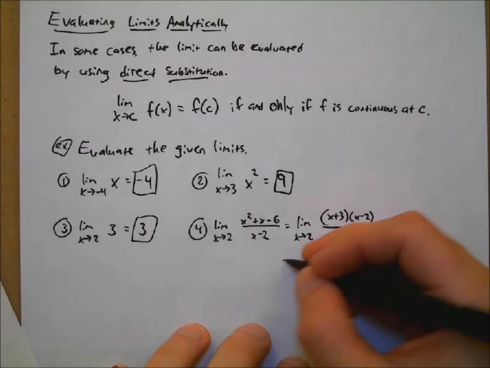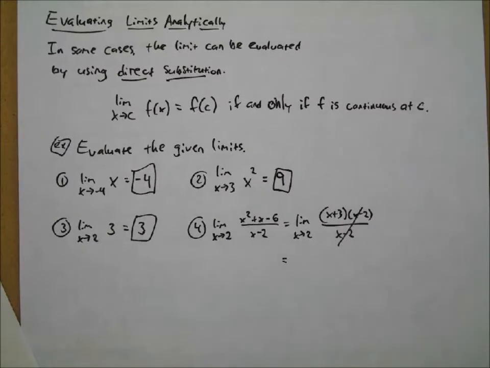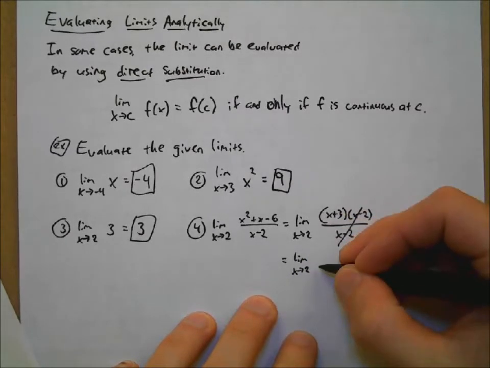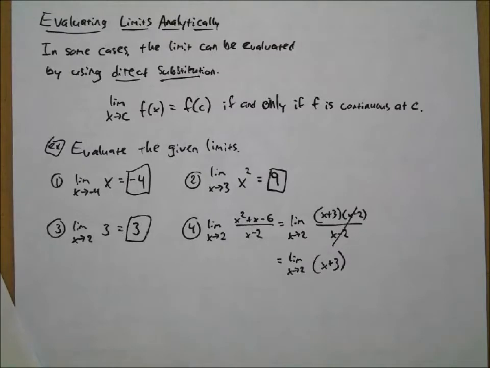Okay, now what can we do at this point? Cancel these out, and we're left with the limit as x approaches 2 of x plus 3. Now, the key thing here, and there's a theorem that I'm going to show you in a little bit, but I don't have it pulled up just yet.